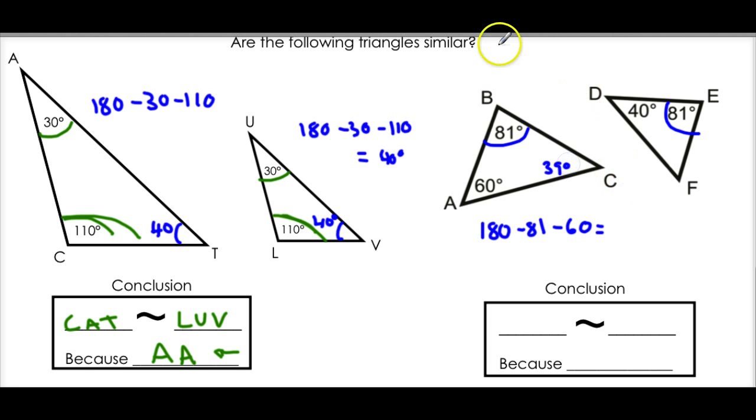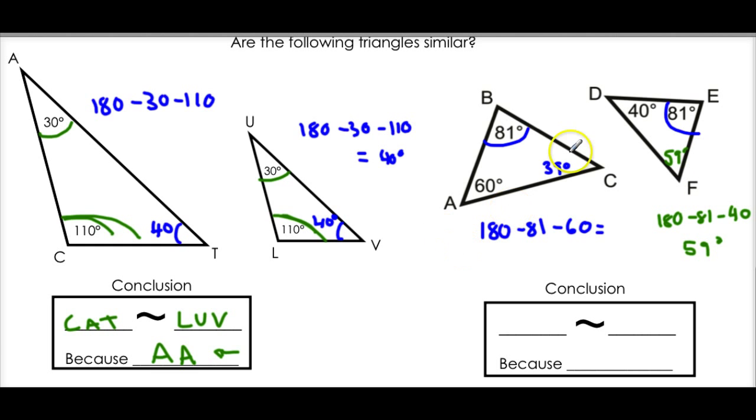All right. And let's do it for this triangle too. 180 minus 81 minus 40. And let's find out what that missing angle is. Let's see, that would be 99 minus 40, which would be 59.